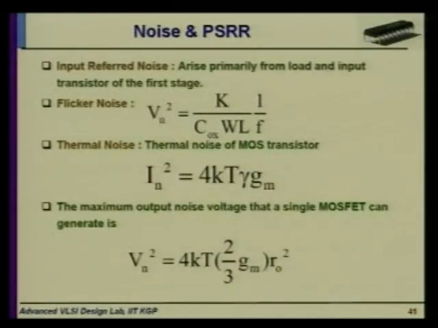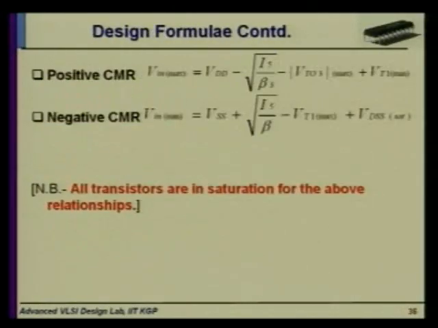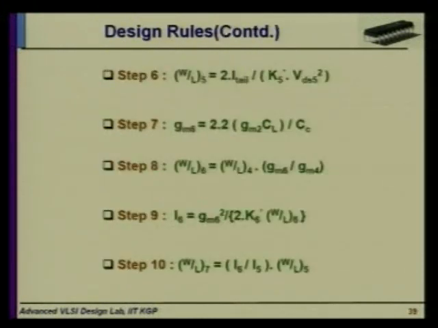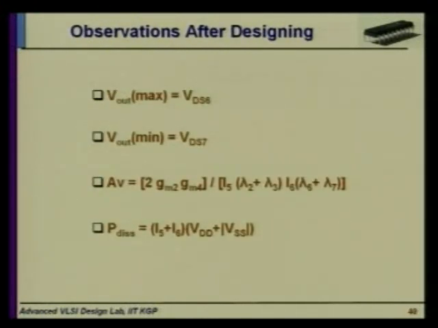Then power dissipation is basically I5 plus I6. I5 means the whole tail current. What is the power dissipation of a circuit? That is the current drawn from the power supply multiplied by the supply voltage, okay. The voltage supply here is basically VDD plus VSS, nothing else, because the op amp works between two rails, VDD and VSS. So the total voltage supply will be VDD plus mod of VSS.